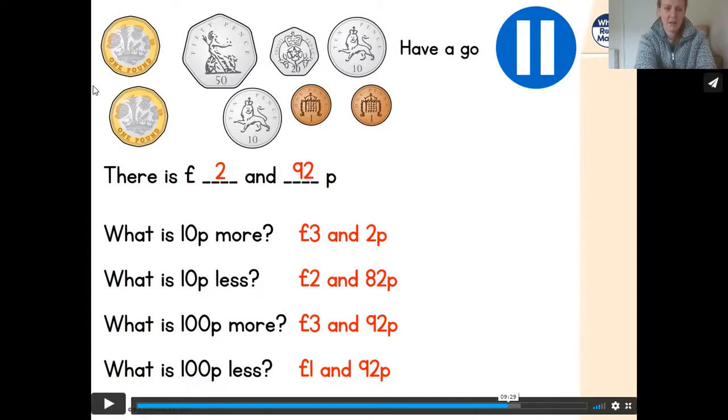So let's have another look at that. So we go £1, £2, 50, 60, 70, 80, 92p. We've got £2.92. Hopefully you got that bit right. So if I add in another 10 pence here, so imagine I've drawn a 10 pence here. So I've got my £2 still. So I go 50, 60, 70, 80, 90.